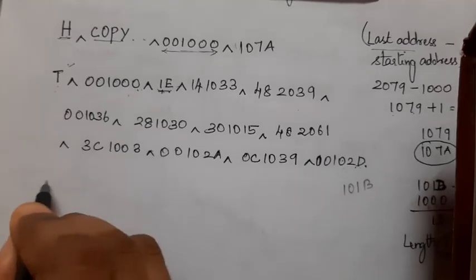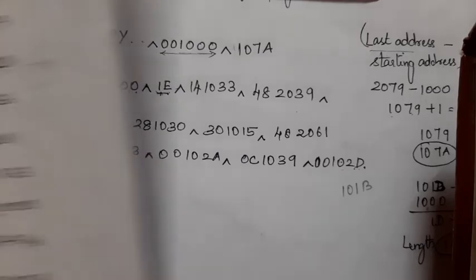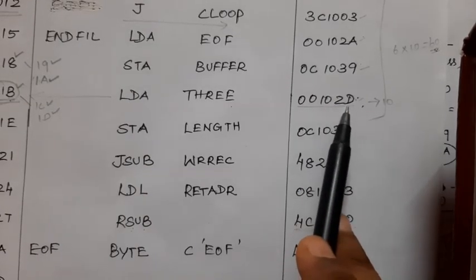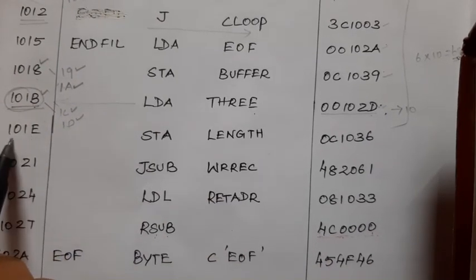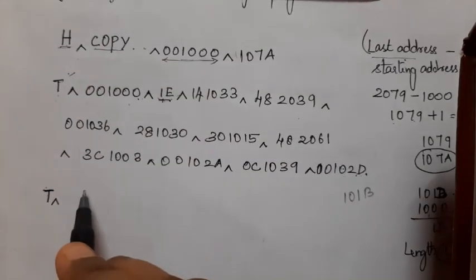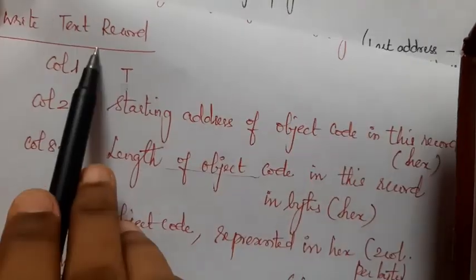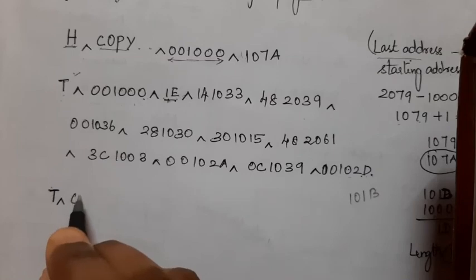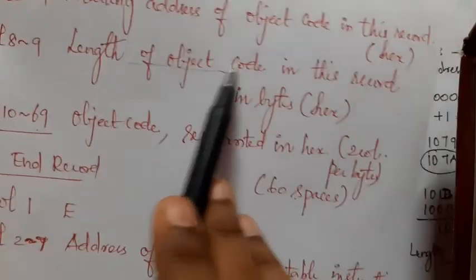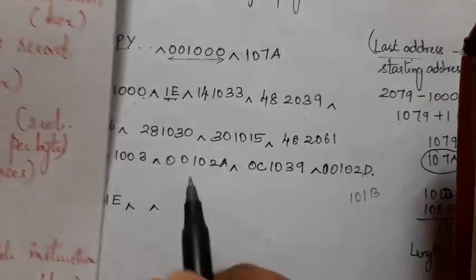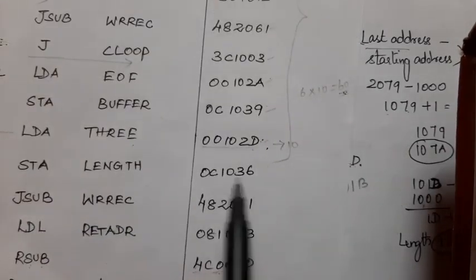Next text record starts from here. So we have to identify the text record. We will be writing T over here, and where we stopped here, 00102D. Okay, the next text record starts, the starting of the next instruction starts at 101E. So follow the instruction: starting address of the object code in this record. To write the next text record, we will be writing 00101E. And again you will be finding what? Length of the object code in bytes. So leave it as such, and again we have to occupy what? 60 spaces.